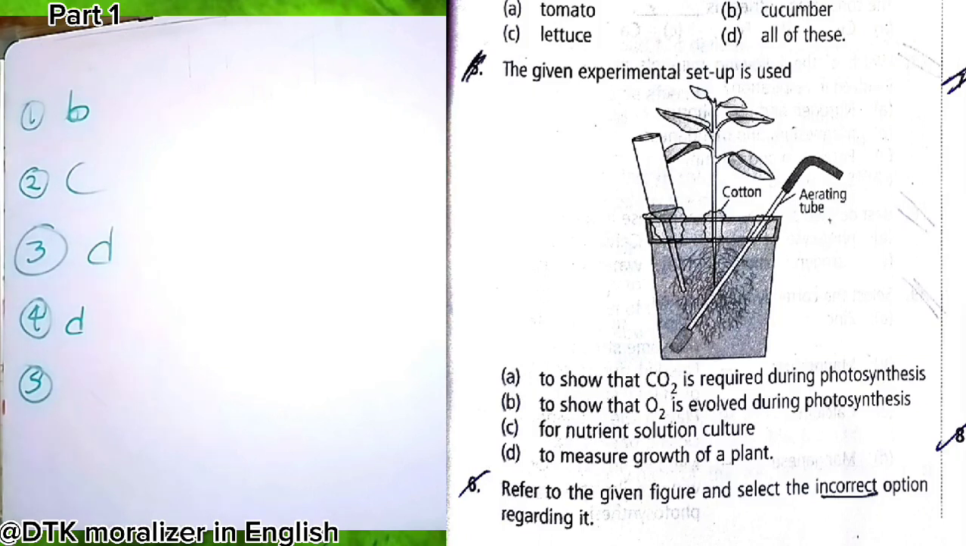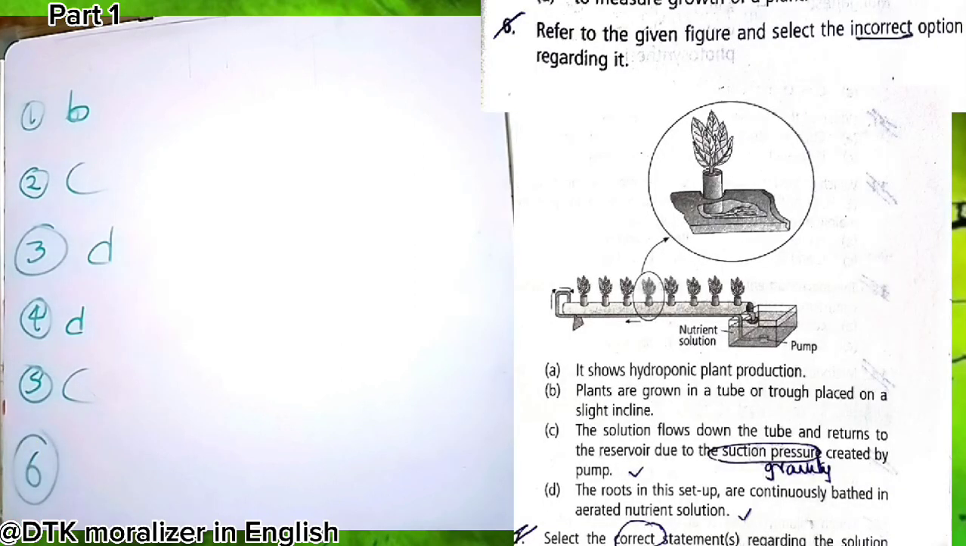Now, question number 5. The given experiment setup is used, as you can see the diagram, to show that CO2 is required during photosynthesis, to show that toxin is evolved during photosynthesis, for nutrient solution culture, to measure growth of a plant. For this question, option C, for nutrient solution culture. As you can see, remaining options for question 5 are wrong.